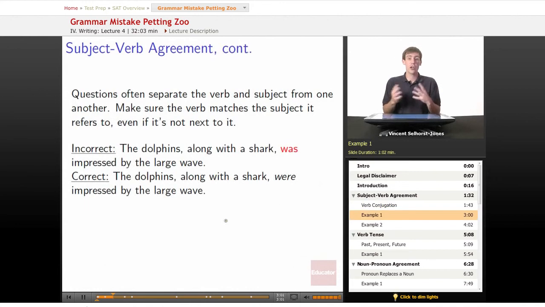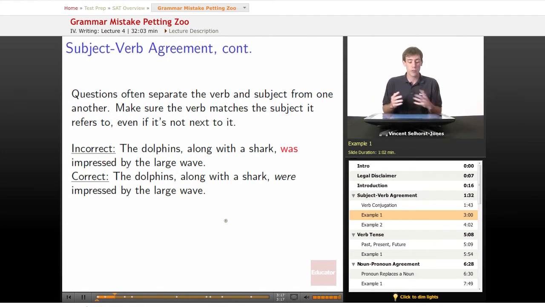So questions aren't going to just make it obvious by saying, you know, he, she, it read. It's going to be something where they're going to separate the subject and the verb so it's hard to tell what's going on. You have to make sure that the verb matches the subject it's referring to even when they've been separated from each other.